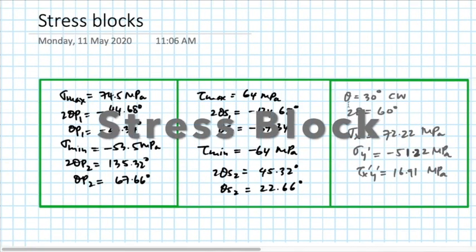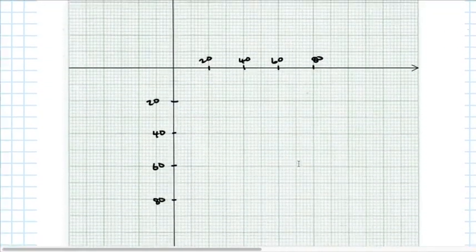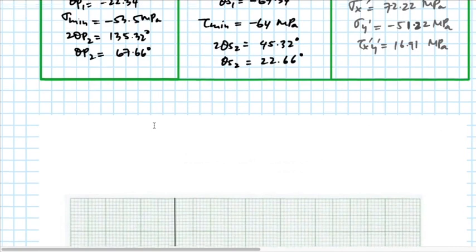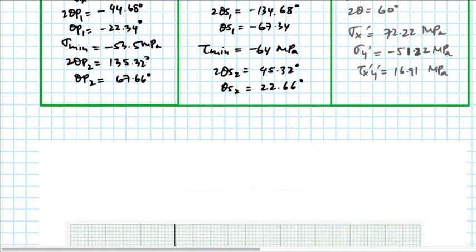Given are the principal and shear stresses and their orientation from the previous example. Normally, we use a protractor to draw the stress block, but for this example, I cannot use a protractor directly and I need to change the angle to coordinates. The angles that I need to change are the orientation of principal and shear stresses and also the angle of the rotated element.